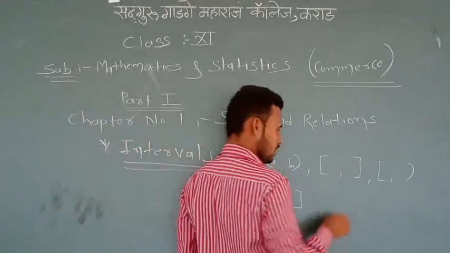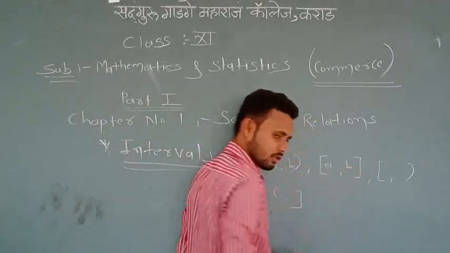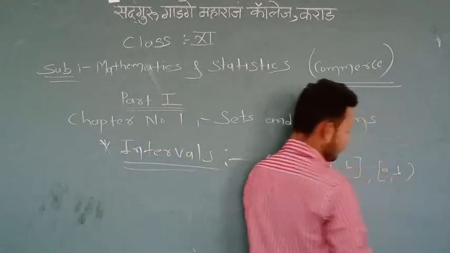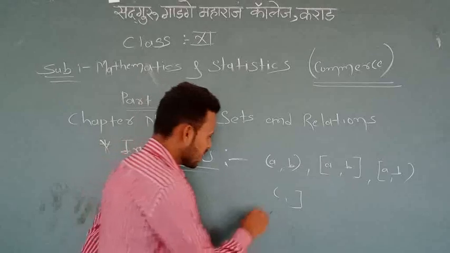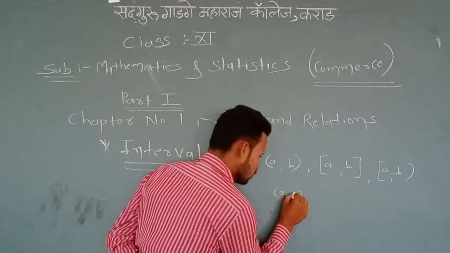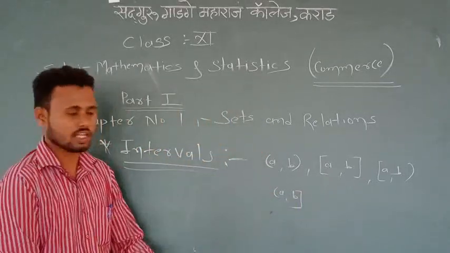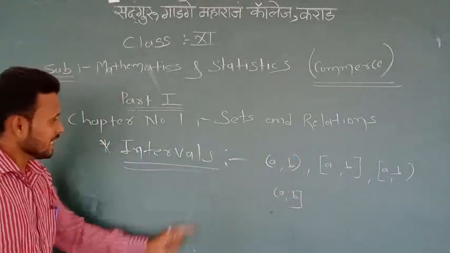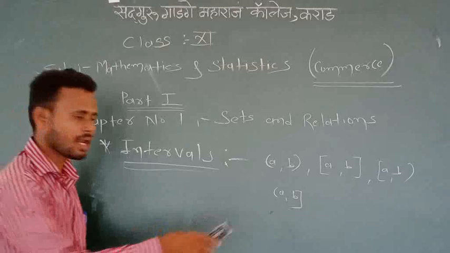There are four main types of interval. First one is open interval. Second one is closed interval. Third one is semi-closed interval. And last one is semi-open interval. These four types of interval, each type we will study one by one.